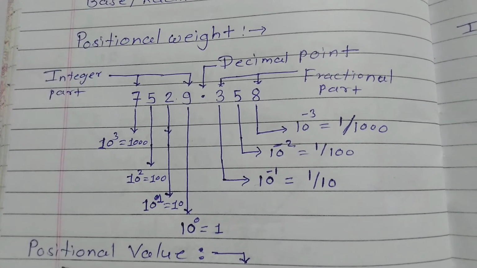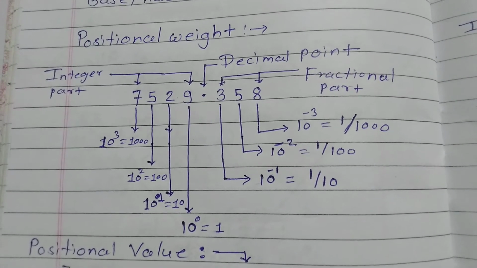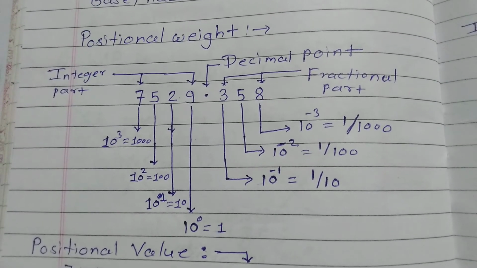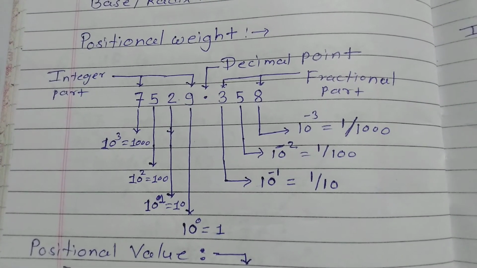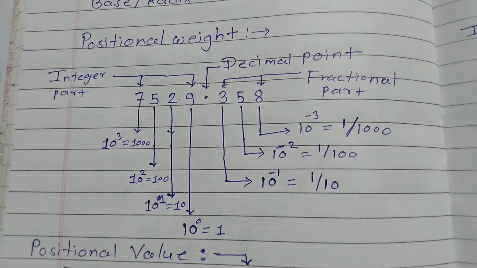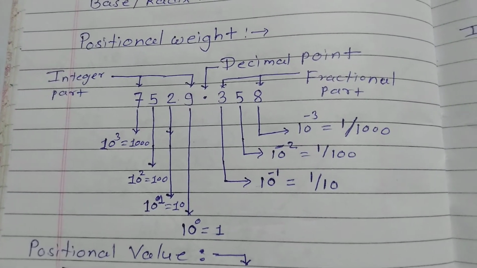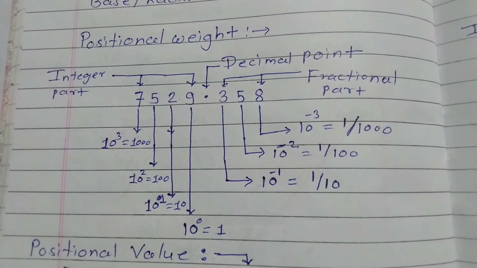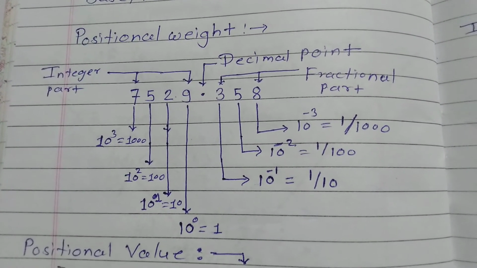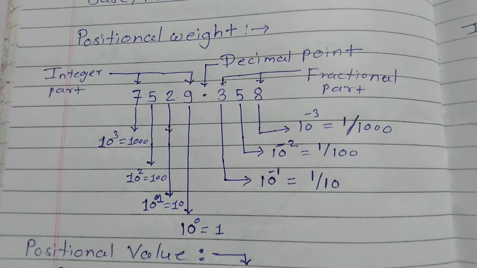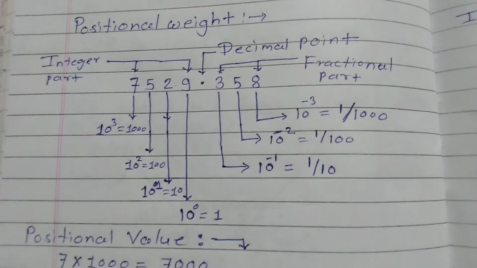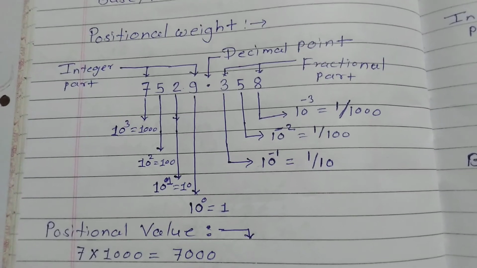Similarly, if you see the fractional part, the number 3 has a positional weight of 10 raised to minus 1, that is 1 divided by 10. For 5, it is 10 raised to minus 2, that is 1 divided by 100. And the last digit is 8, so 10 raised to minus 3 is 1 divided by 1000. So the positional weight for 3 is 1 by 10, for 5 it is 1 by 100, and for 8 it is 1 by 1000. Now, how do we find the positional value of this number system?